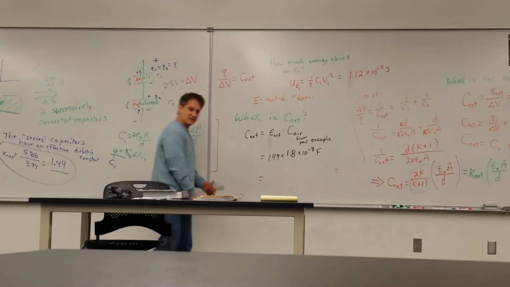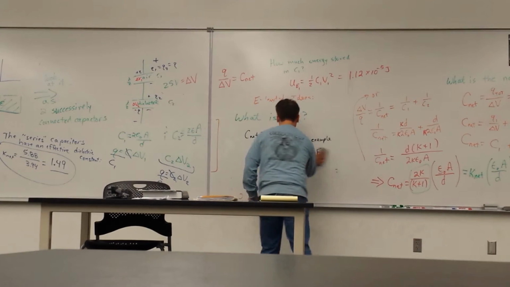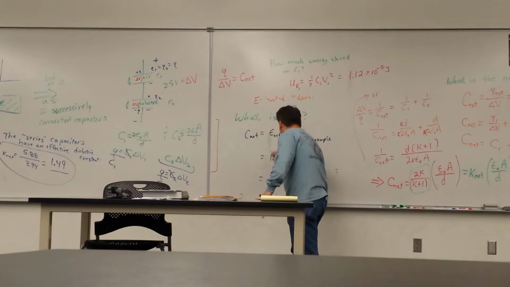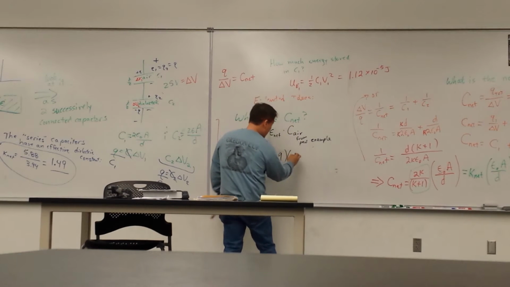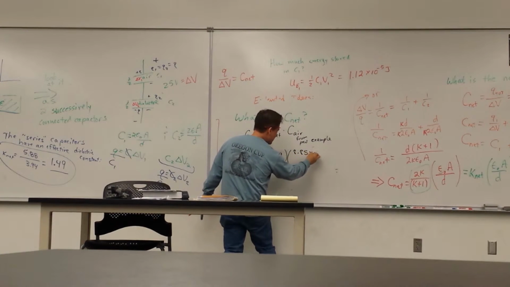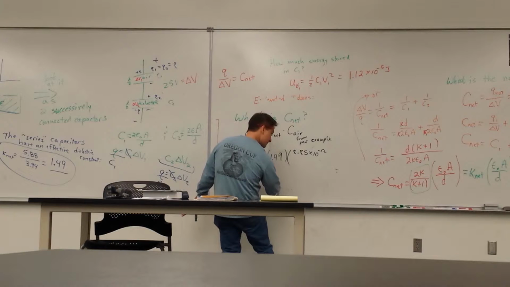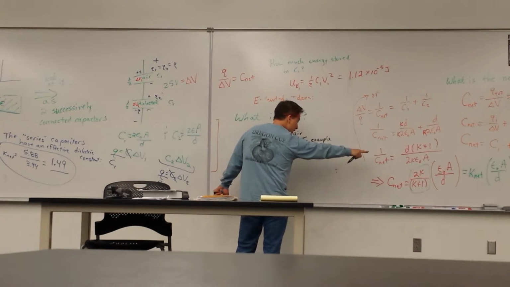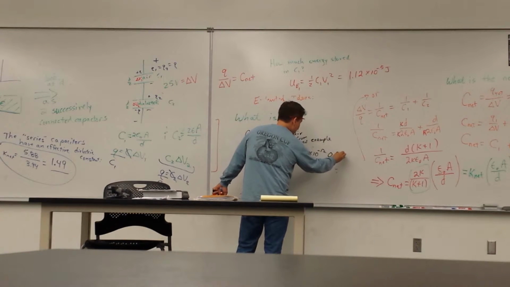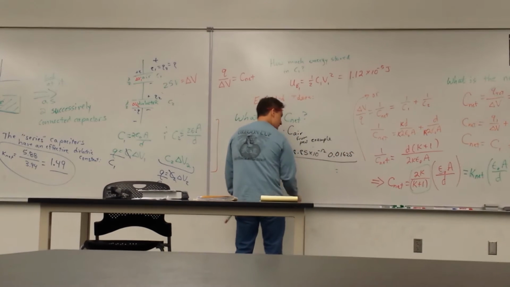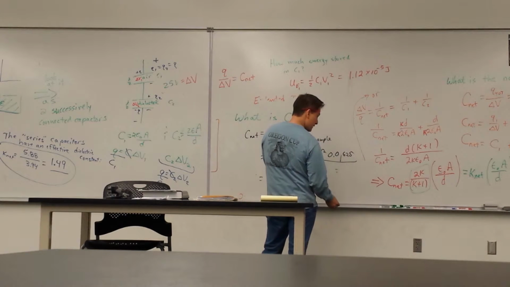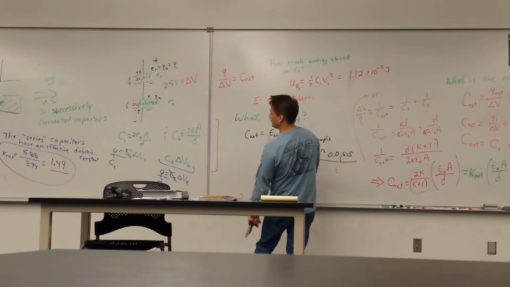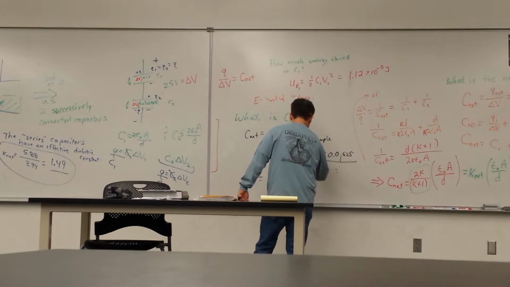Oh, great, I'm going to have to calculate. Oh, you guys are not helping me here. So we got 1.49 times 8.85 times 10 to the negative 12. That's epsilon naught times 0.0625. There we go. Divided by, what did I say? 4.5 times 10 to the negative 12.